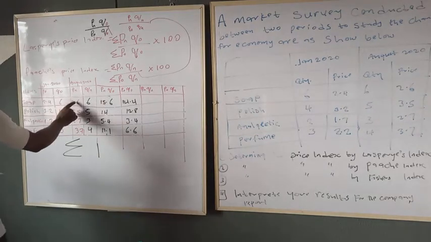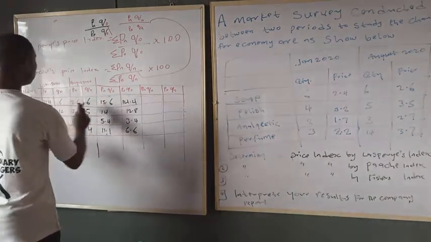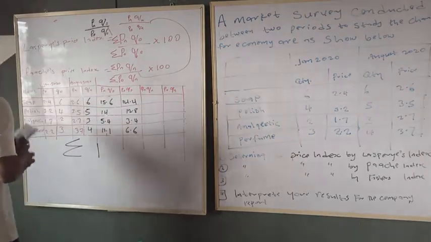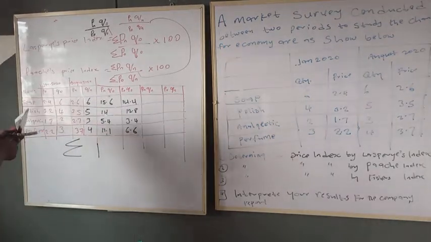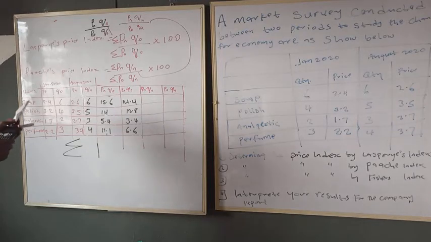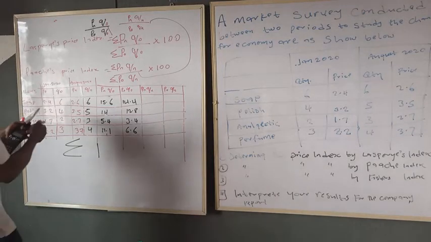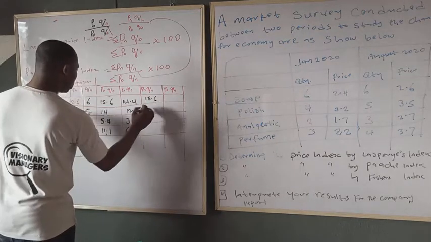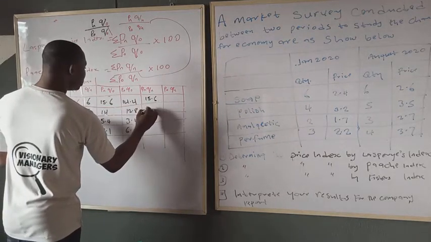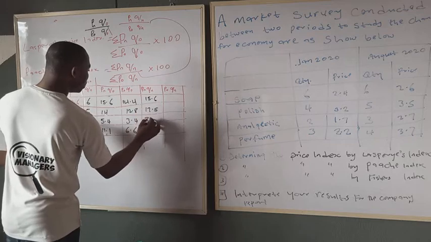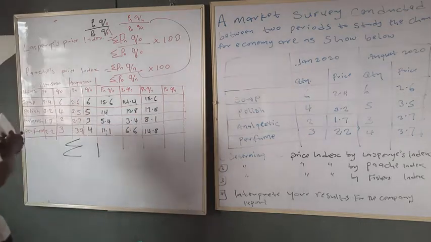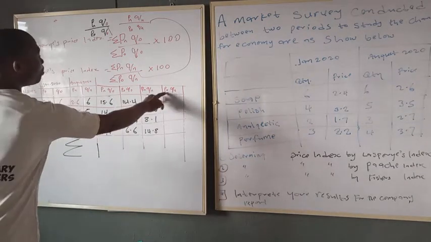Then we go to PN QN. So this times this: 2.6 times 6 is 15.6. Then all the others like that: 17.5, 8.1, and 14.8.